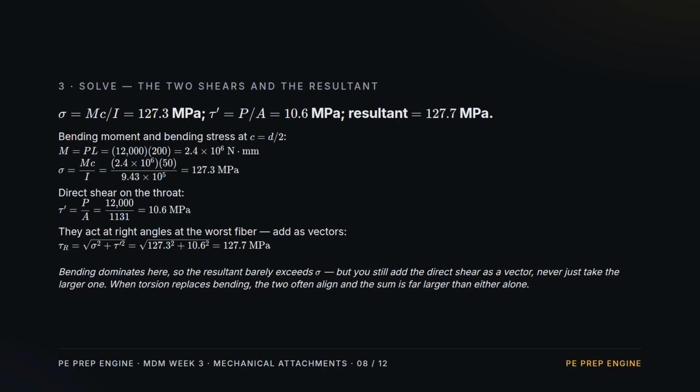Solve. Part 2. The two shears. The moment is load times standoff. The bending stress at the far fiber is MC/I, about 127. The direct shear is load over throat area, only about 10. They act at right angles at the worst fiber, so add them as vectors. The resultant is about 128. Bending dominates, so the resultant barely clears the bending term, but you still combine them. When torsion is in play instead, the two often line up, and the sum is far larger.